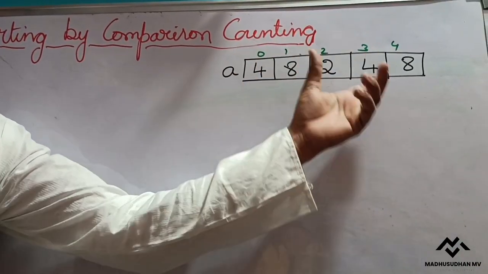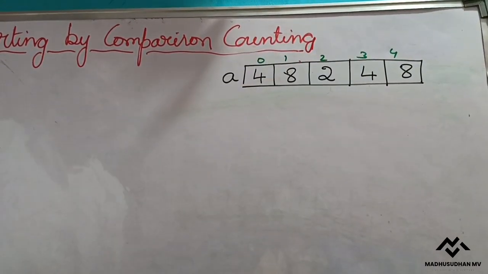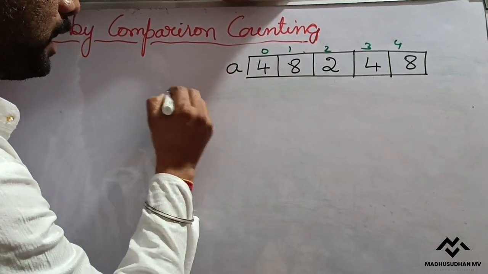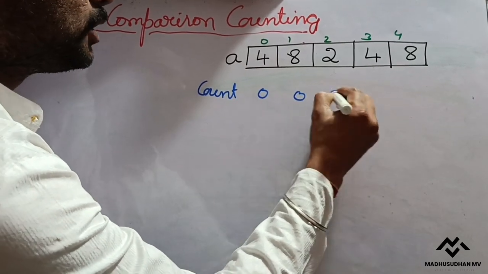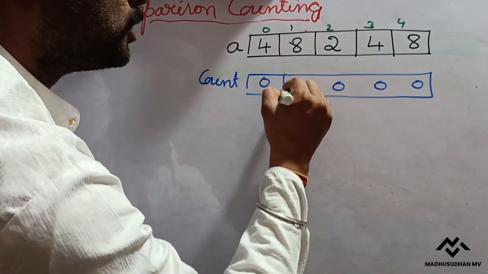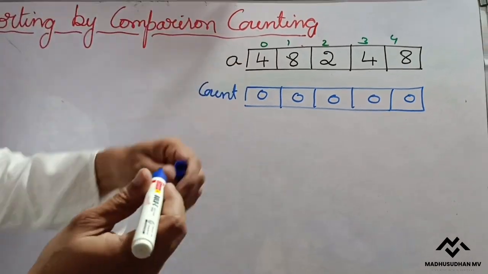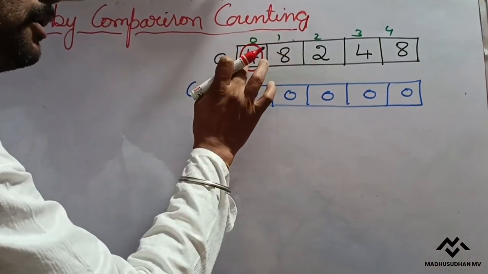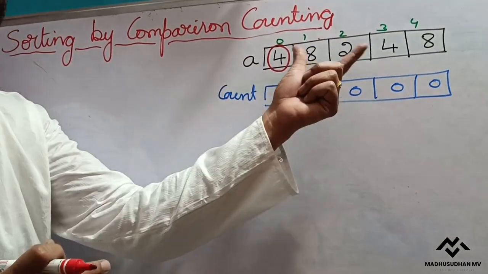Simple example, 5 elements we have to sort. I take repeated elements, but you can take any example. Now what will I do? First, I need to take one count array, which is initially 0. That means I have not counted anything yet. Now I take the first element, and I have to count how many elements are lesser than 4 in the given array.